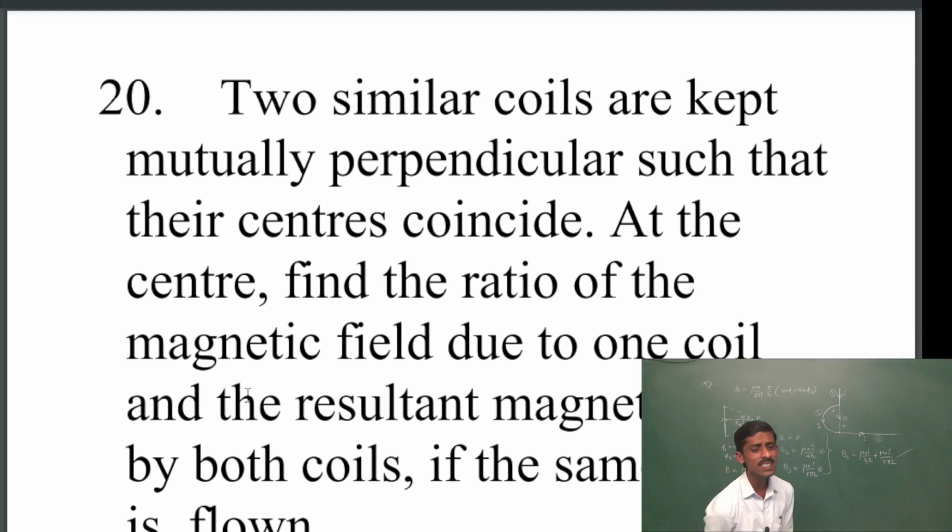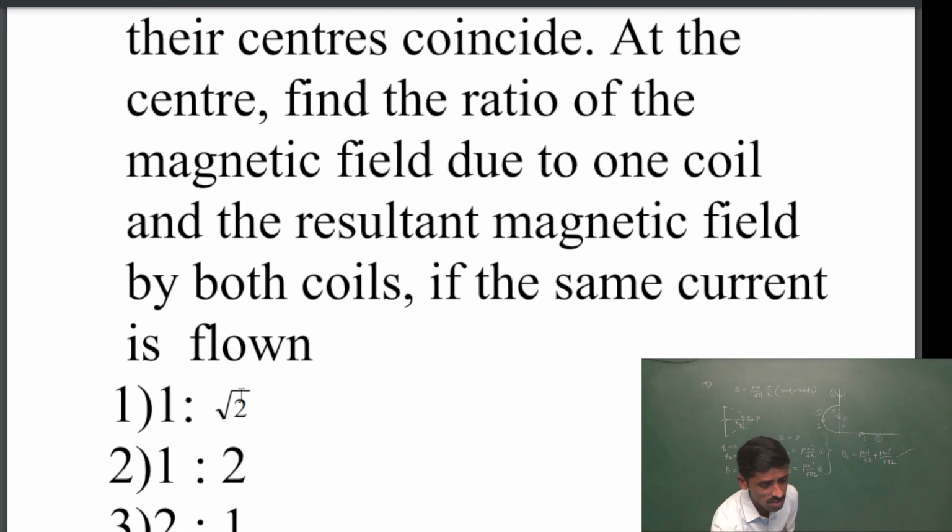Two similar coils are kept mutually perpendicular such that their centers coincide. At the center, find the ratio of magnetic field due to one coil and the resultant magnetic field by both the coils if the same current is flown.